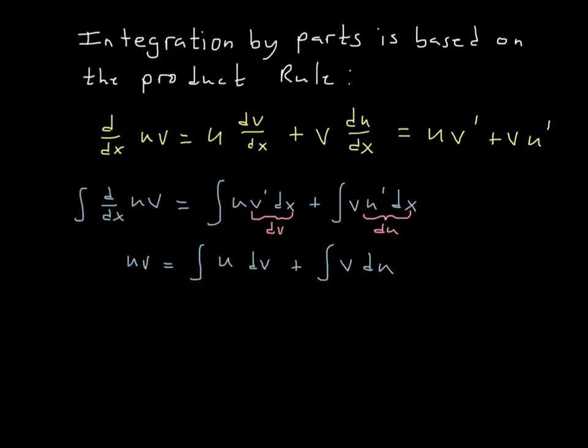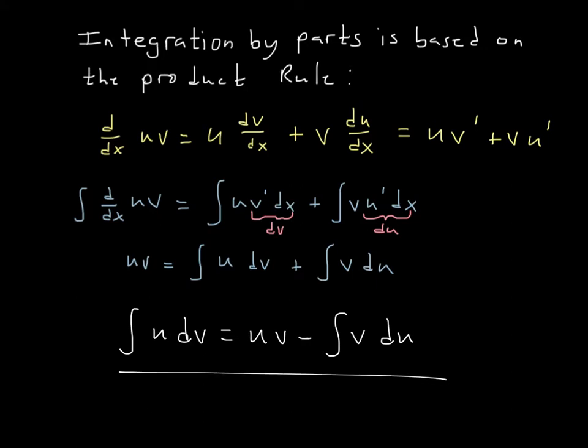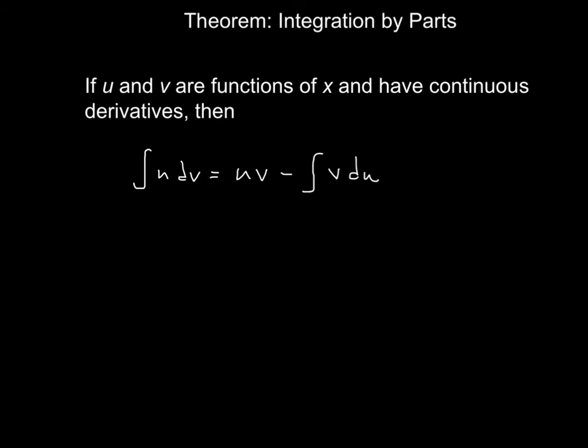And really what happens, just doing some simple algebra, more just addition and subtraction, I can get that the integral of u dv is equal to uv minus the integral of v du. And that right here is what's called integration by parts. The theorem for integration by parts: if u and v are functions of x and have continuous derivatives, then the integral of u dv equals uv minus the integral of v du.